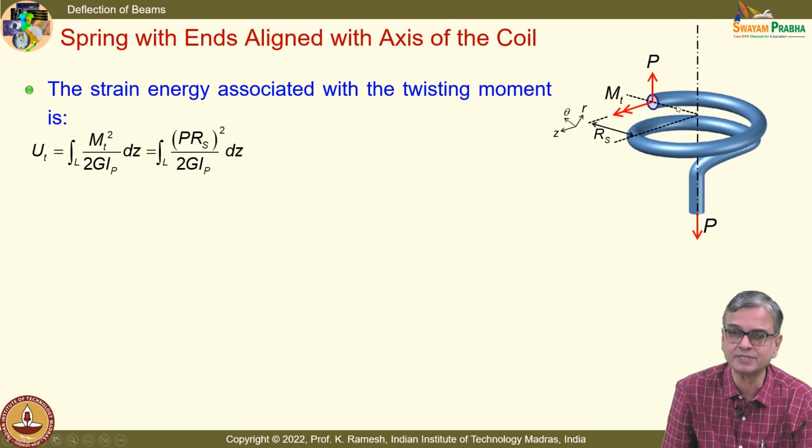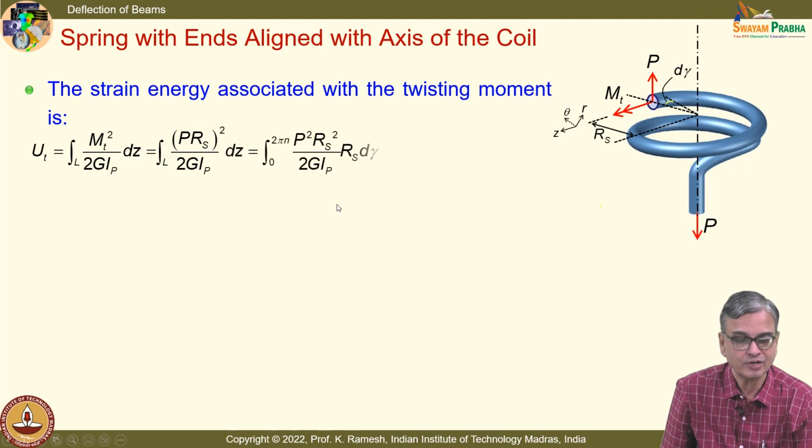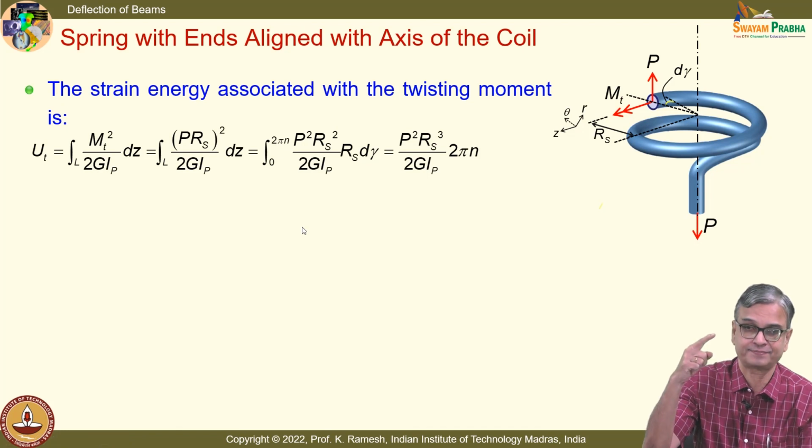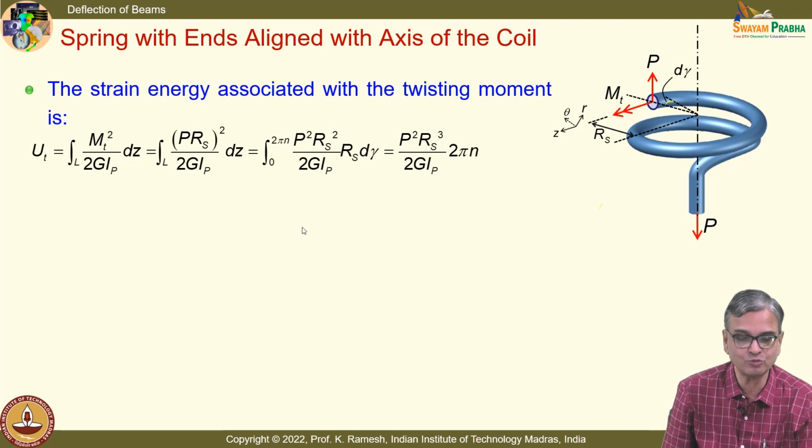How do I get the dz from this diagram? Okay, so I have the Mt as P Rs, and all these quantities are given. And dz, how do I get this? I realize that I have to sweep across the coil. So I take this angle as gamma, d gamma. So I get dz as, you have this distance Rs, okay, so I have this as Rs d gamma. So now I put the limits as 0 to 2 pi N, because I am going to have N number of coils. Okay, N number of coils. I have to do that.